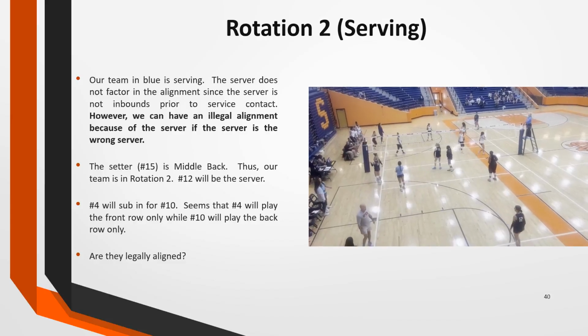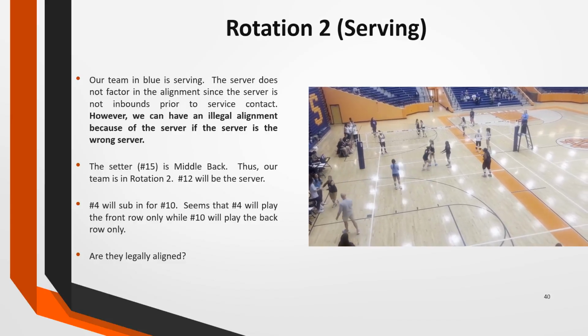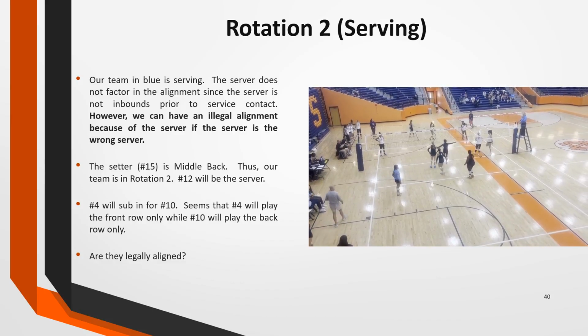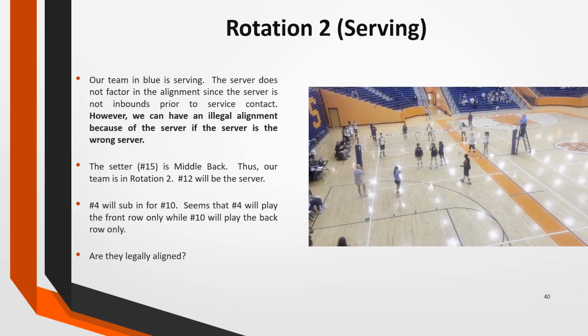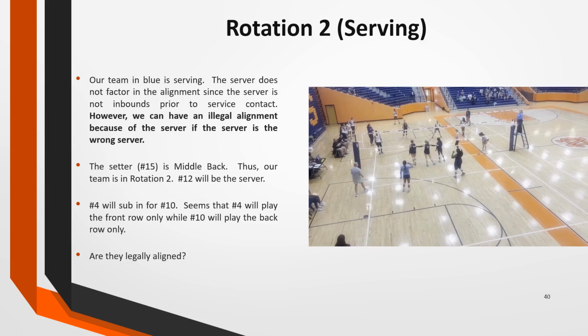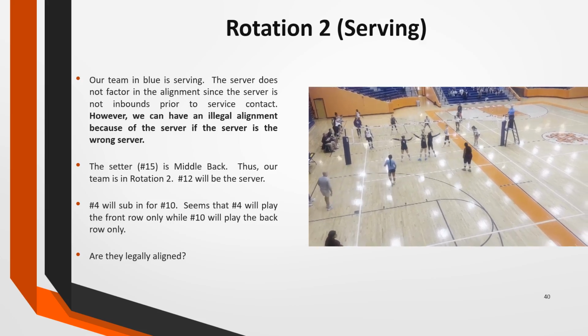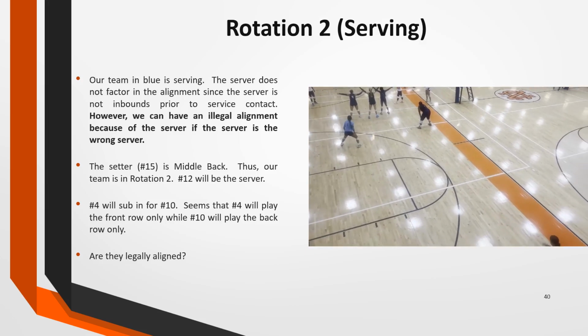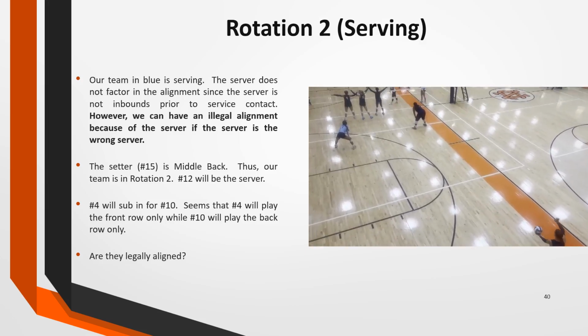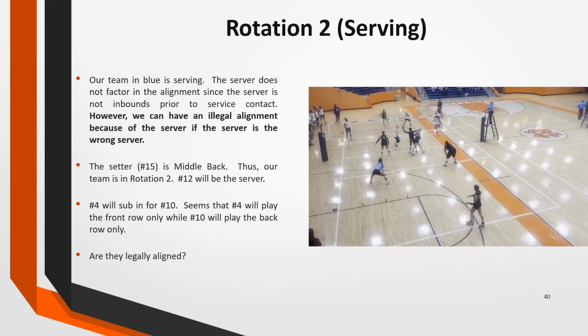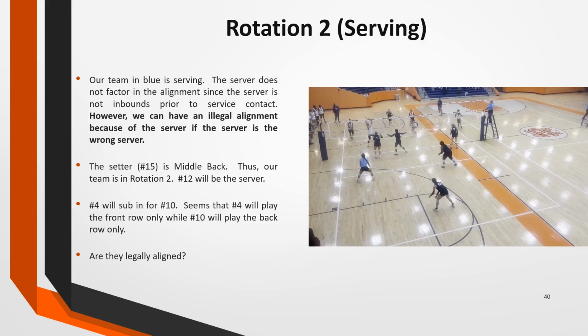We have a substitution in rotation 2. 4 will sub in for 10. And similar to a relationship we had earlier with a substitution, we have a player that's only playing the front row and a player that's only playing the back row. 4 is only going to play the front row. 10 is only going to play the back row. That just happens to be a particular pattern of this team. But it helps to start recognizing patterns for teams. That can only help you when looking at alignments and rotations.